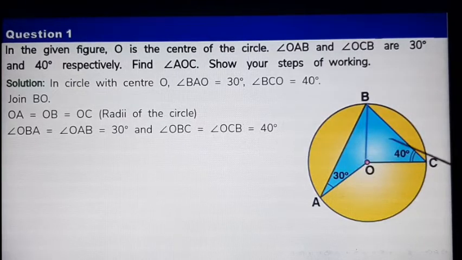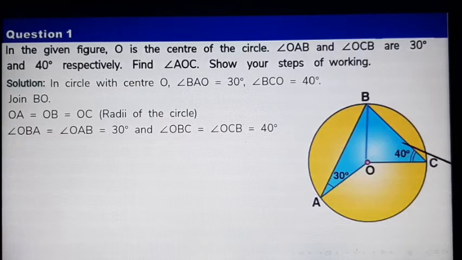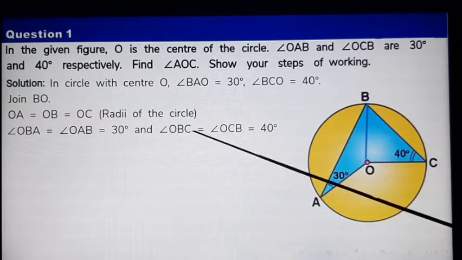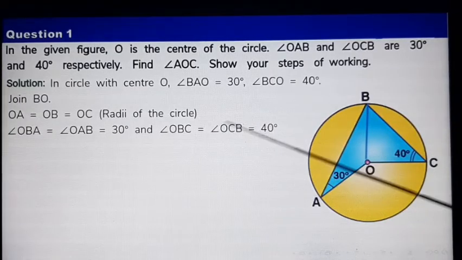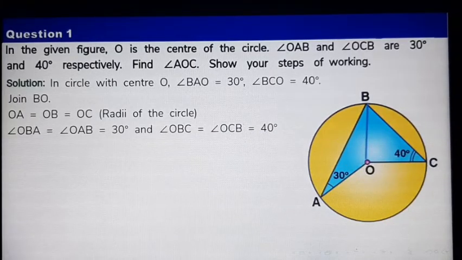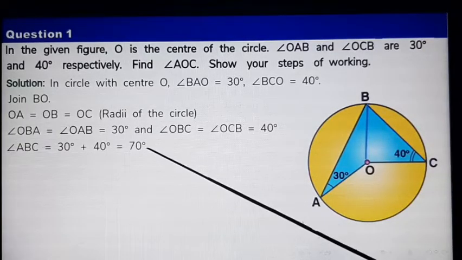Similarly, this triangle is also an isosceles triangle because OB and OC are equal, as they are radii of the circle. That means angle OBC and angle OCB will be equal to each other, and they are going to be equal to 40 degree each. So this is 30 degree and this is 40 degree. That means angle ABC will be 30 plus 40, which is 70 degree.